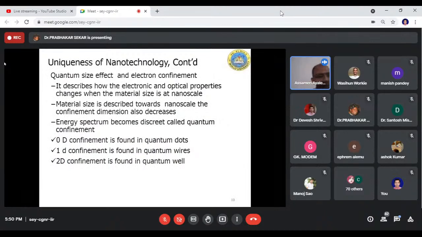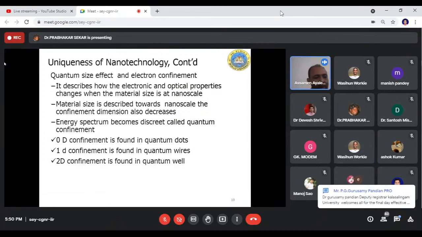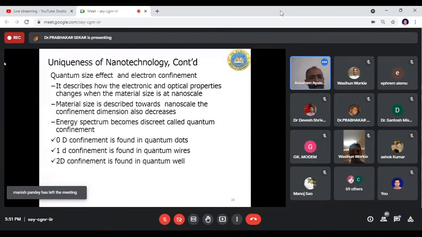On this point, about the uniqueness of nanotechnology, the quantum size effect and electron confinement describe how electronic and optical properties change when the material size is at the nanoscale. As the material size decreases toward the nanoscale, the confinement dimension also decreases. The energy spectrum becomes discrete, and we call it quantum confinement, or the discrete nature of these particles. When the energy levels become discrete, we can have unique properties. Maybe our material is zero-dimensional, as I mentioned earlier.